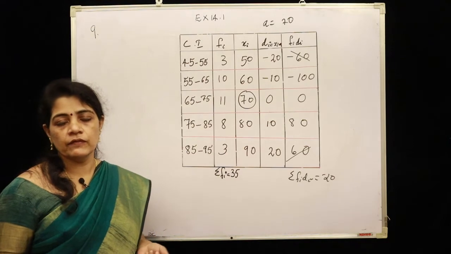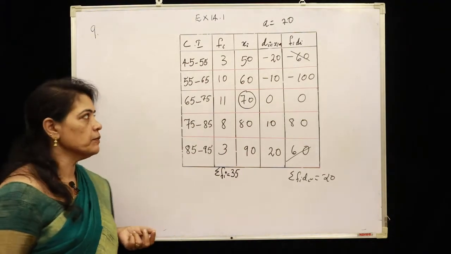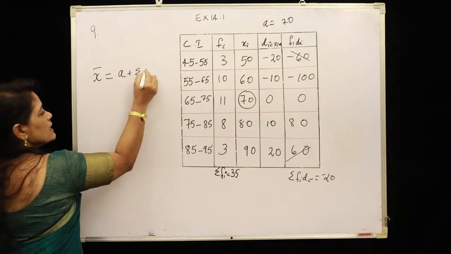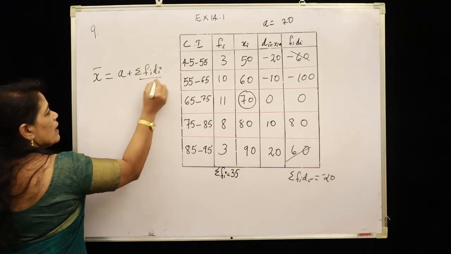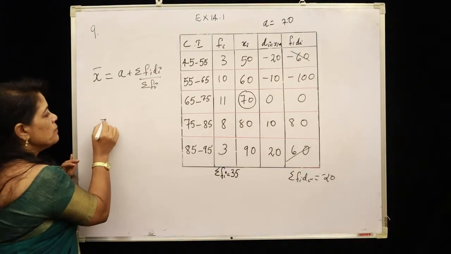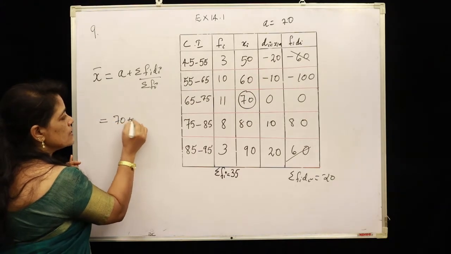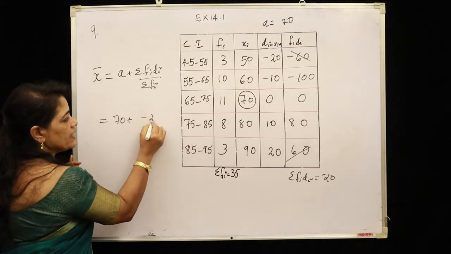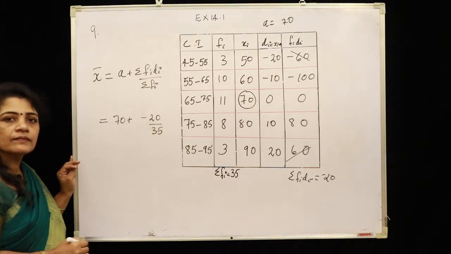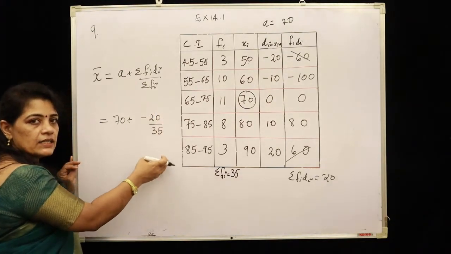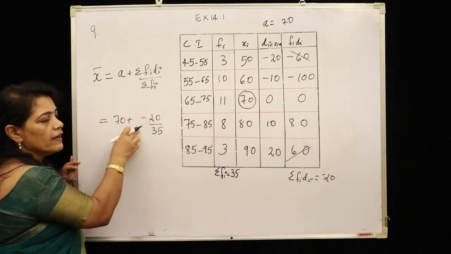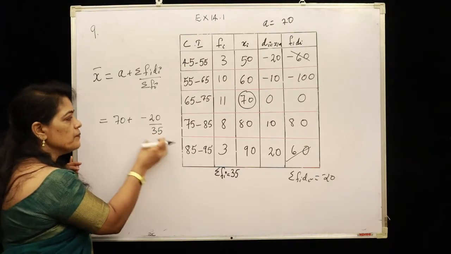Now we can write down the formula for the arithmetic mean by the assumed mean method. X bar is equal to a plus sigma fidi divided by sigma fi. The assumed mean is 70 plus sigma fidi, negative 20, divided by 35, which is sigma fi. We can solve this fraction and see whether it should be added or subtracted. Here it will come negative because positive and negative is negative. We have to subtract this from 70.